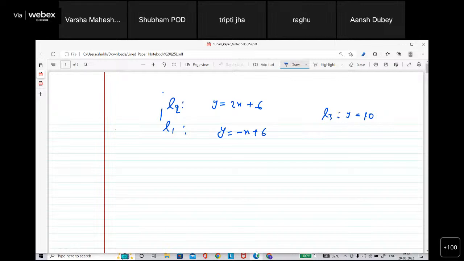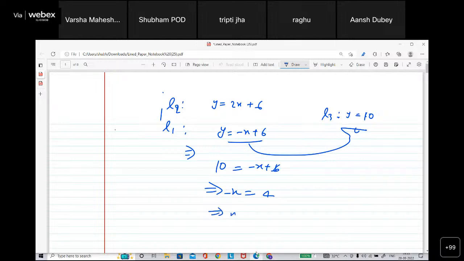This is the equation for L3. Now substitute. We want to solve these two equations, this equation and this equation. So we have y is equal to 10. So 10 is here, minus x plus 6. So what is going to be the x here? This side is minus and this side is 4. So x is equal to -4. You got that. You will get that.